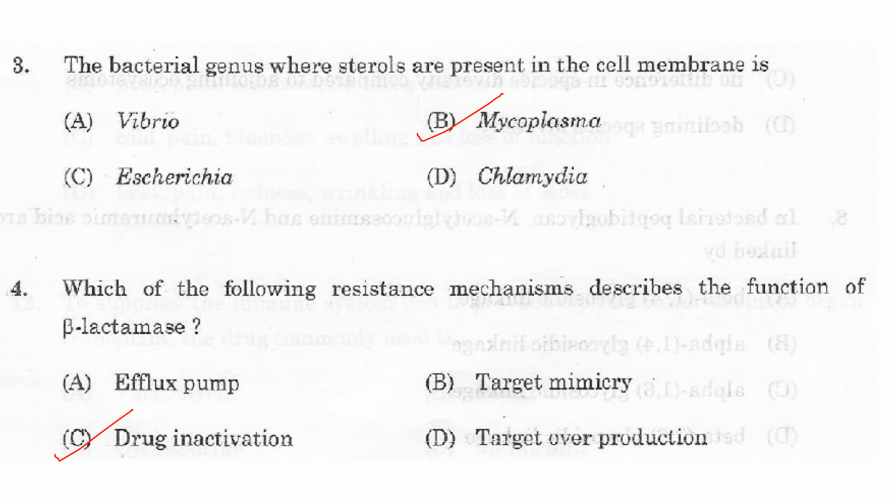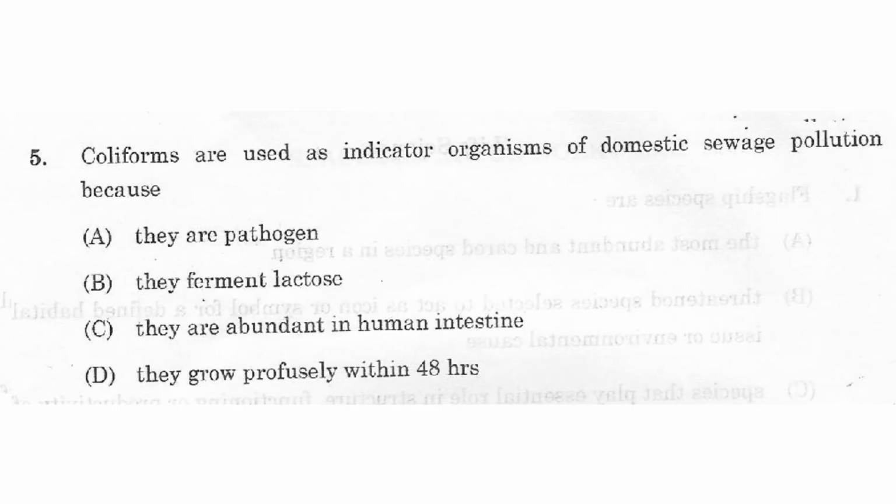So here they have asked the function of beta lactamase. It is an enzyme and it is involved in drug inactivation, as I told you. Then coliforms are used as indicator organisms of domestic sewage pollution because they are pathogens? No. They ferment lactose? No. They are abundant in the human intestine? That is correct. They are abundant in the human intestine and are present in high numbers also in the sewage.